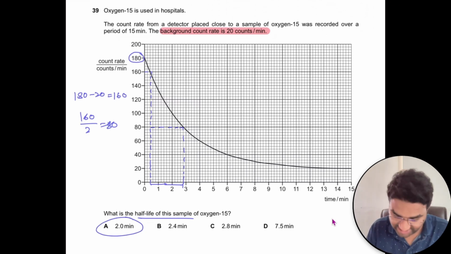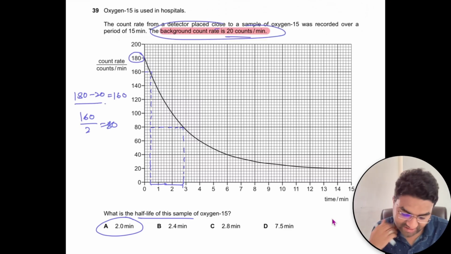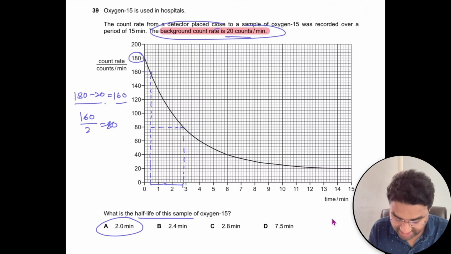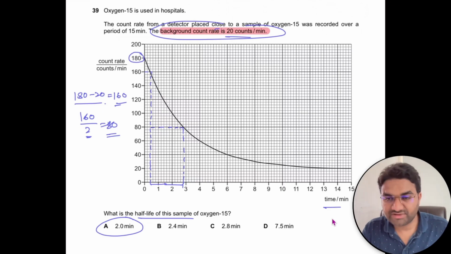Getting it? I will explain it again. As you know, the background count rate is 20. We have to subtract this from 180 because that's the total count rate. Fine. We will get 160. 160 divided by 2 is 80, and at 80 you have to take the projection downward. All right. And here you will get the 2-minute time. Fine, if you calculate it.